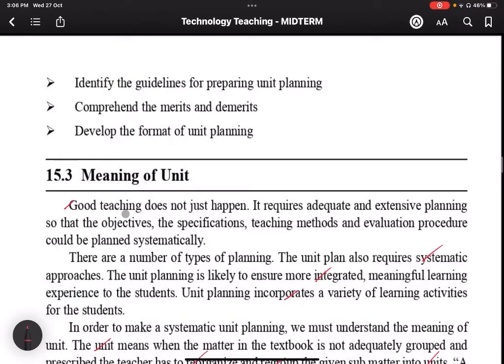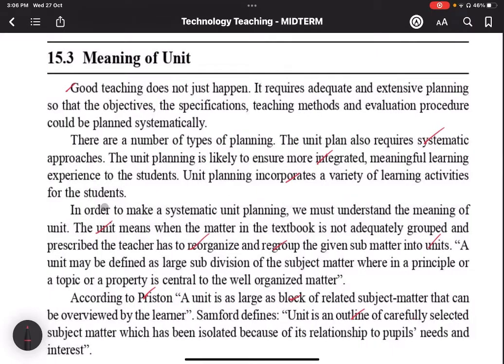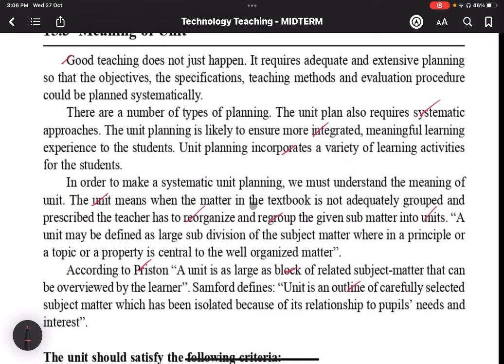Meaning of unit, good teaching does not just happen. It requires adequate and extensive planning so that the objectives, specification, teaching methods, evaluation procedure could be planned systematically. Okay, so the unit plan also requires the following: systematic approach, integrated, meaningful learning experience to the students, and it should incorporate the variety of learning activities for the students. The unit also means that when the matter in the textbook is not adequately grouped and prescribed, the teacher has to reorganize and regroup the given subject matter into the units.